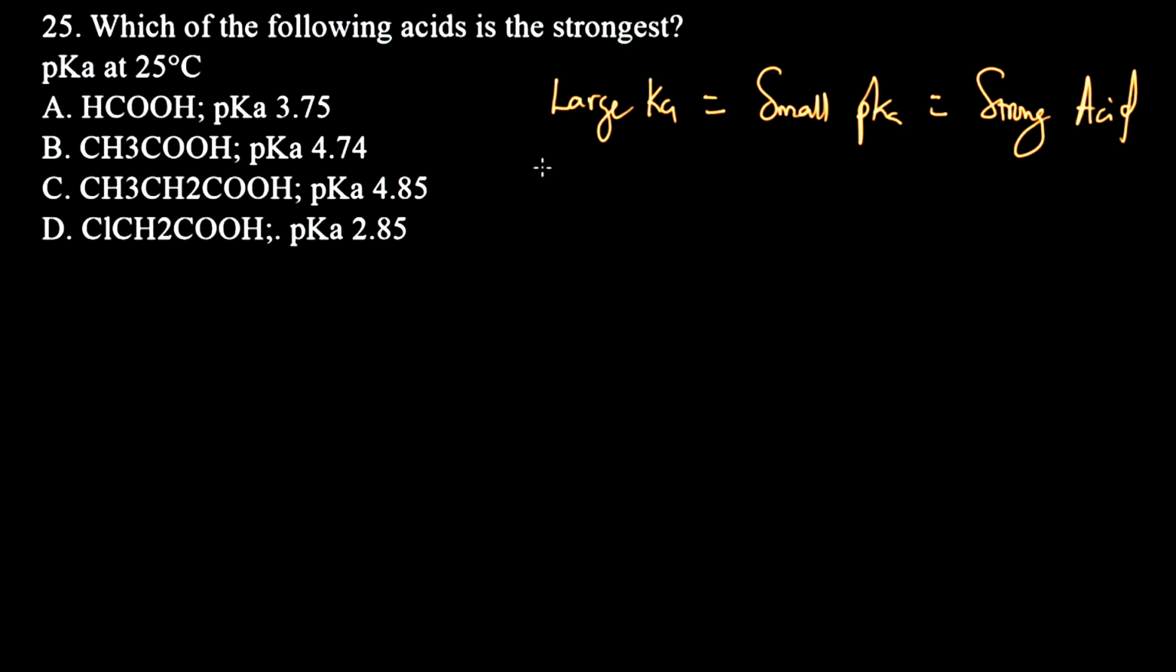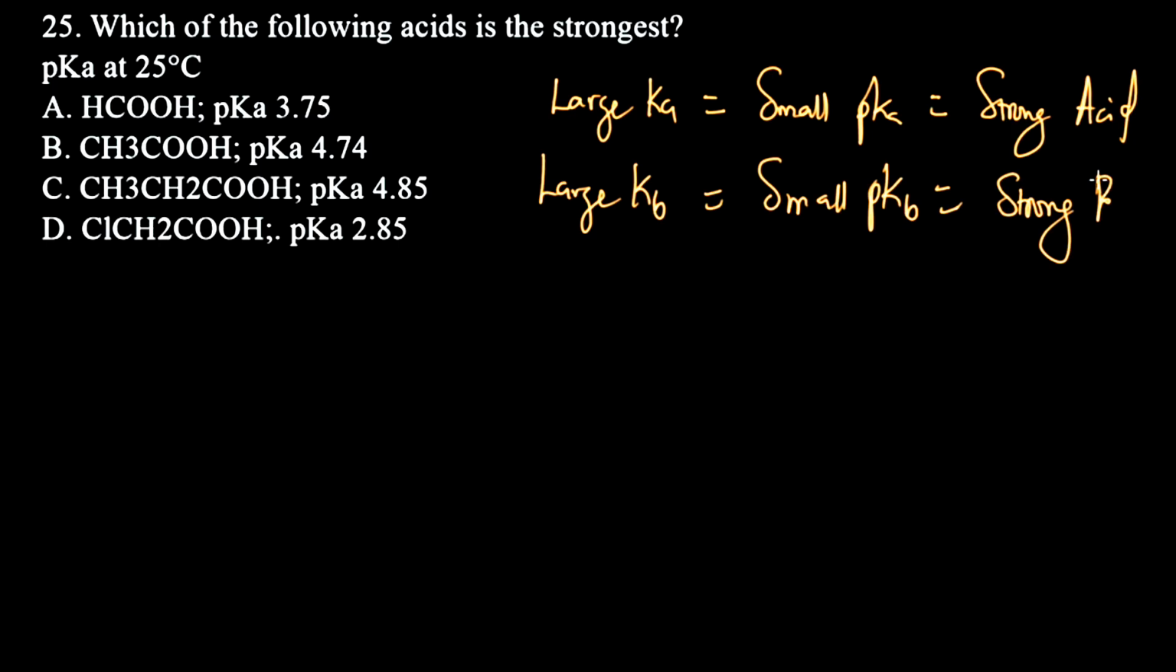So let's say we have a large Kb dissociation constant for a base, so it's going to have a small pKb, and that is the same thing as a strong base, right? So which of these pK values is the smallest? This is the smallest, right? The pK is the smallest, so this acid is the strongest.